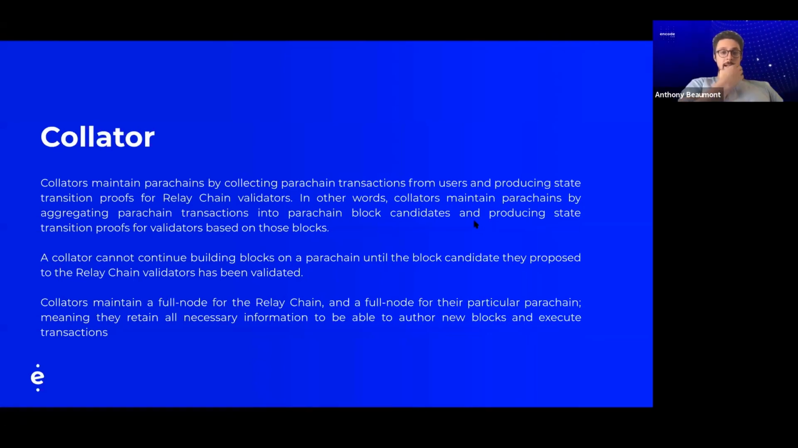Would they be slashed if they lost plaids during, say, a storm? I think they probably would temporarily, but the penalties wouldn't be that bad. I think it'd be like 0.1%. How does one become a collator? I'll show you.